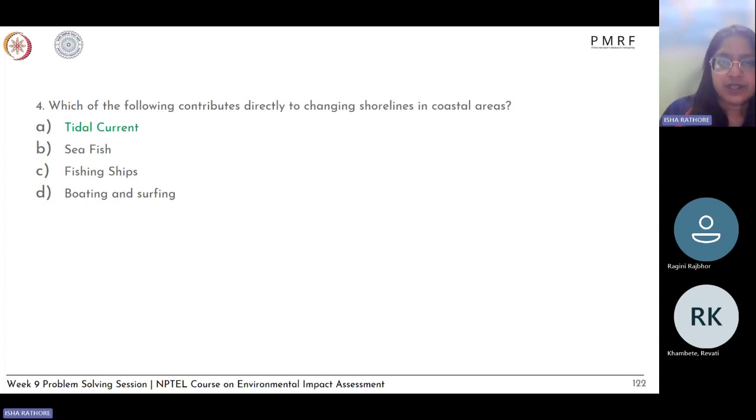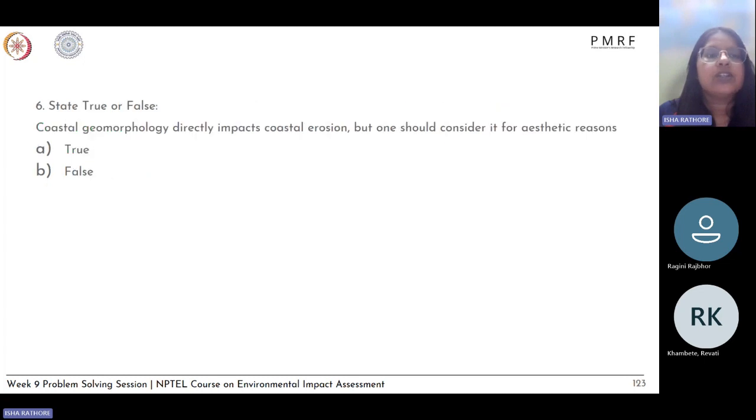Again, read the question carefully and look up at key terms. So they will help you look at the question from the perspective of the question asker. Okay, so directly was the keyword in this question. So moving on to the next question. State true or false. The coastal geomorphology directly impacts coastal erosion, but one should consider it for aesthetic reasons as well. Is this statement true or false?